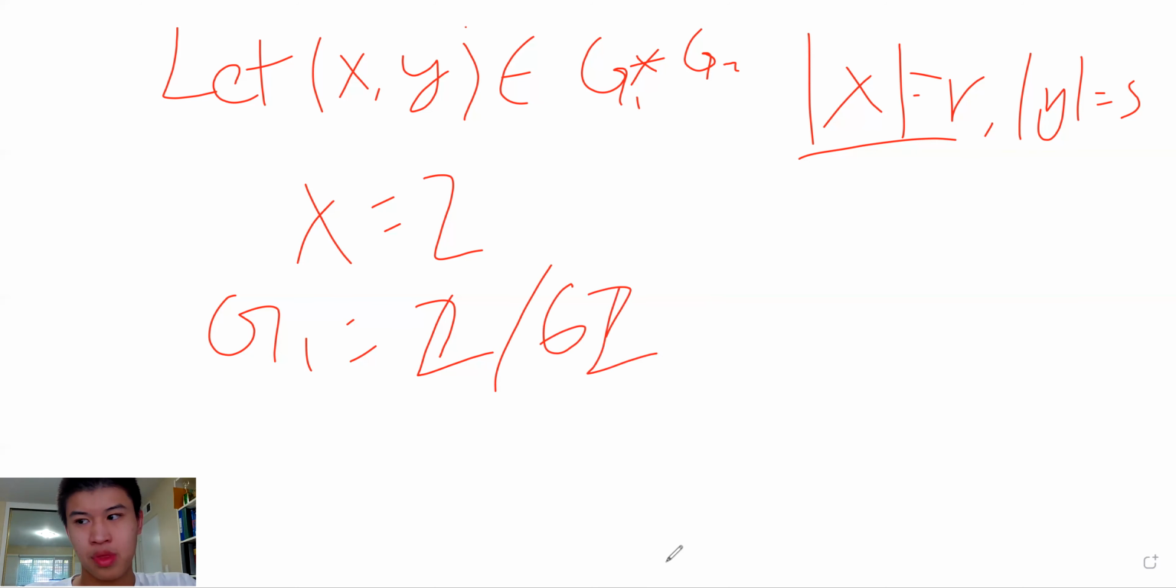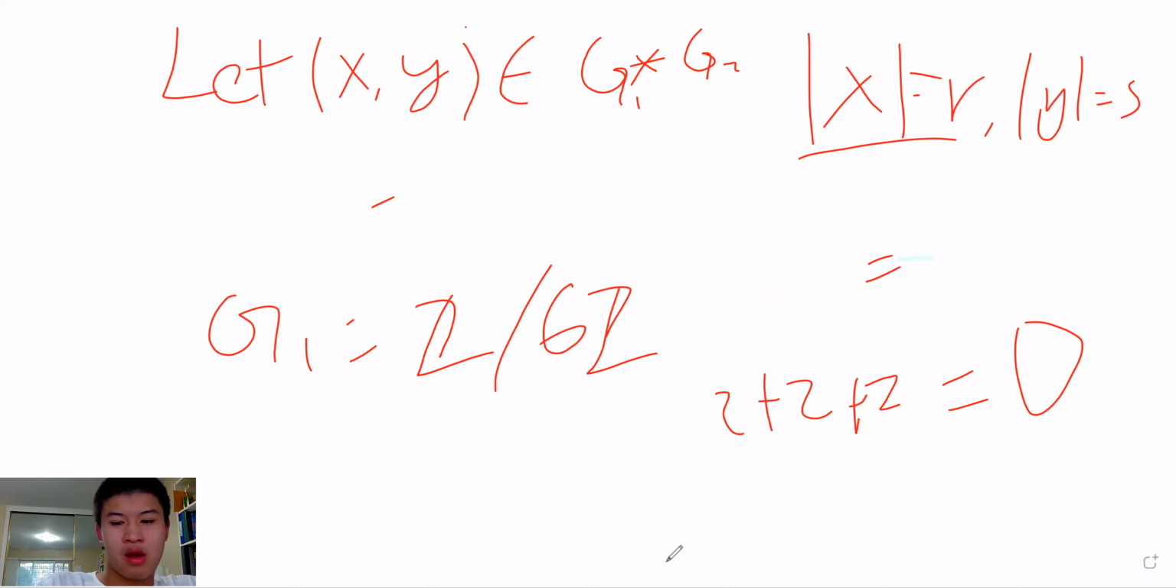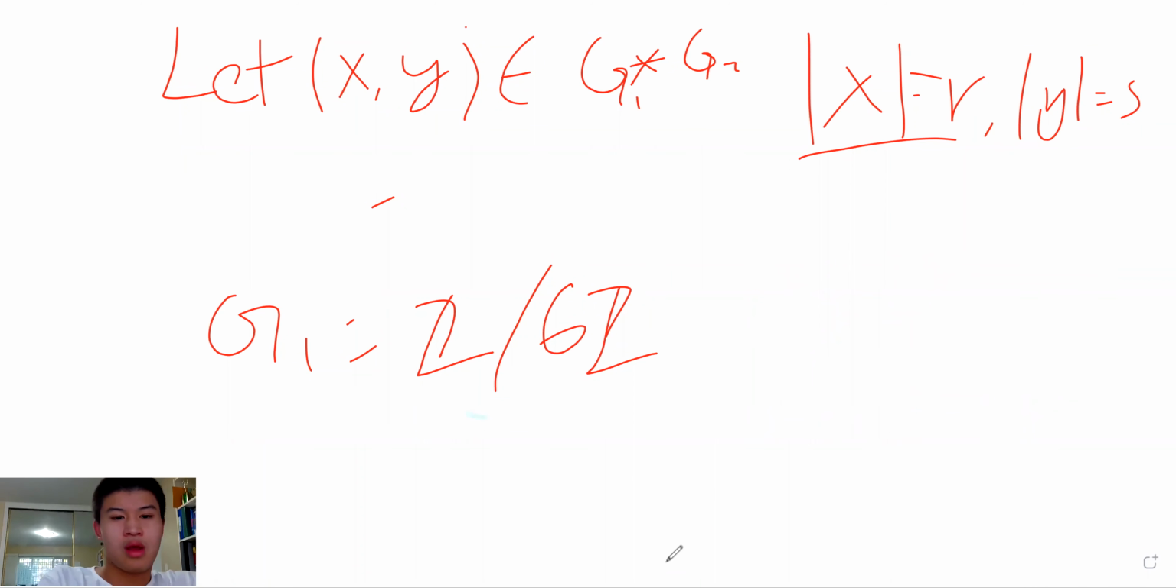Under addition, the order of X will be equal to 3. So 2 plus 2 plus 2, adding itself 3 times, which in normal addition is 6, which is 0 mod 6. So the order is 3. All right, and so now we know what the order is.